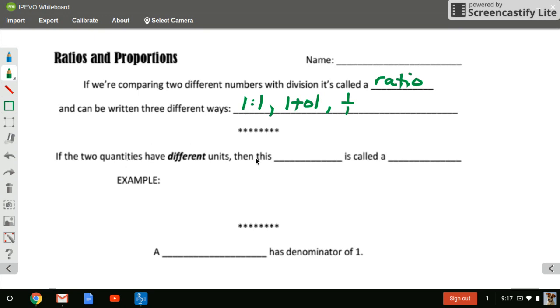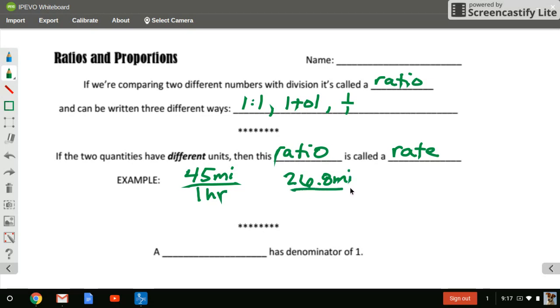If the two quantities have different units, then this ratio is called a rate. For example, 45 miles per 1 hour, or my current car gas mileage of 26.8 miles per 1 gallon. I'm sure you could think of several other units, like minutes per foot or whatever you have.